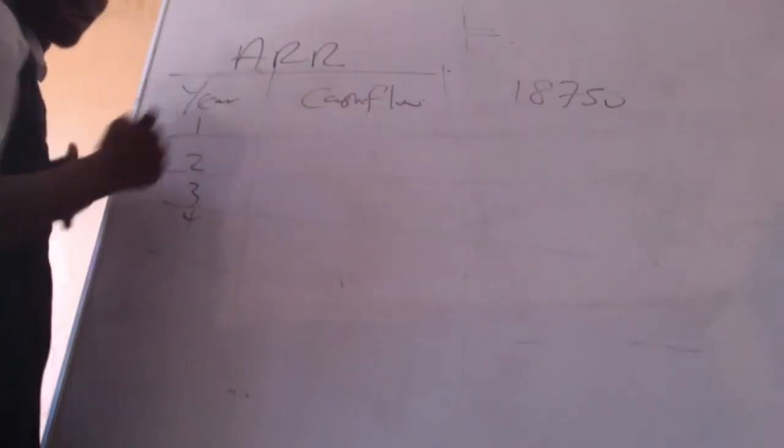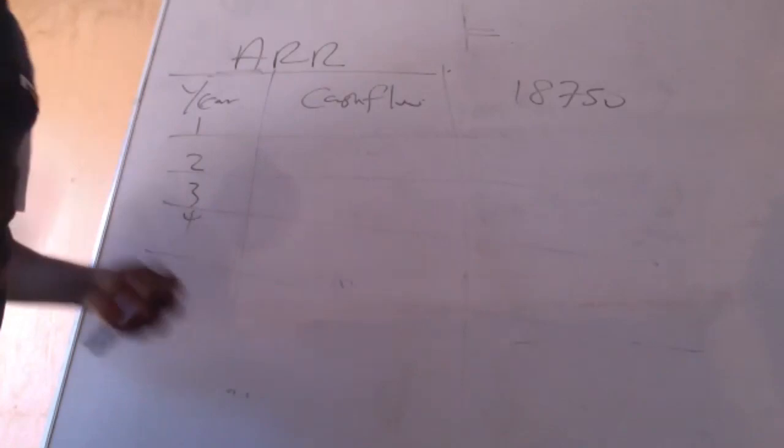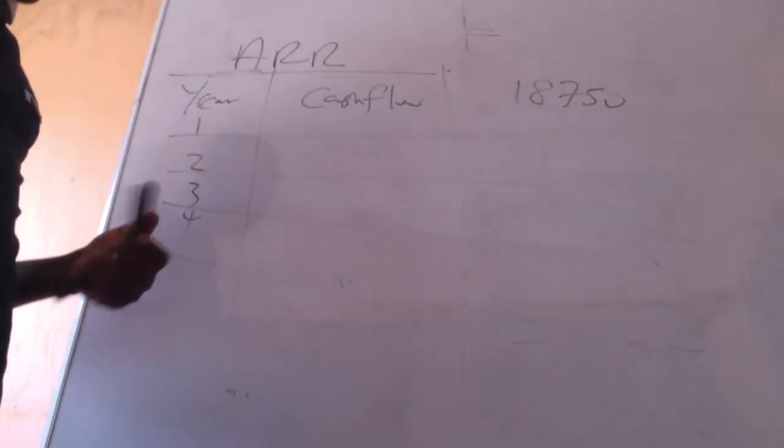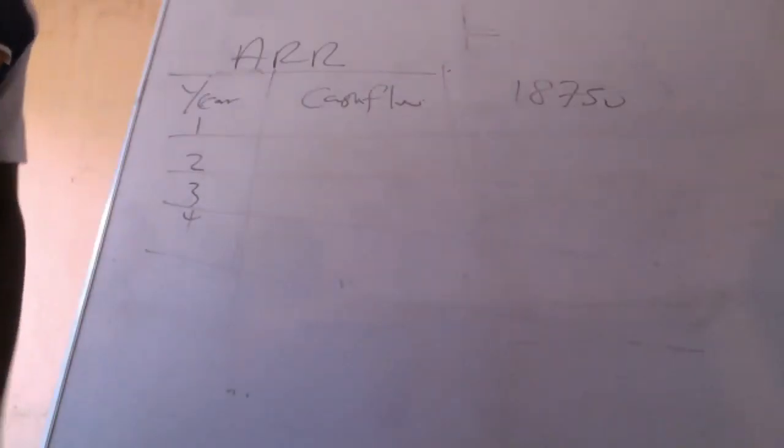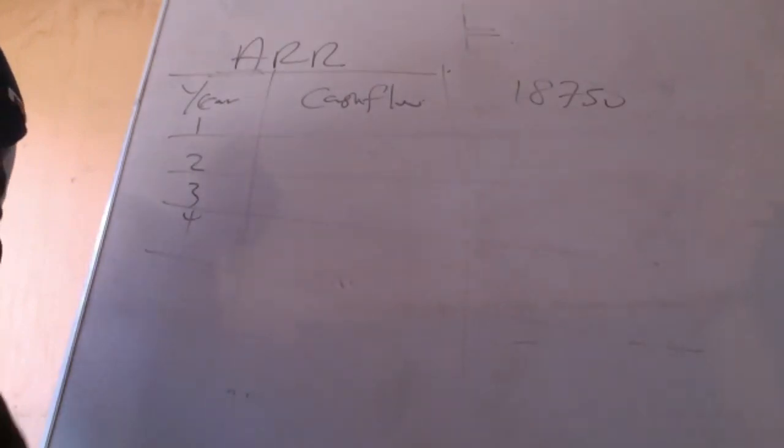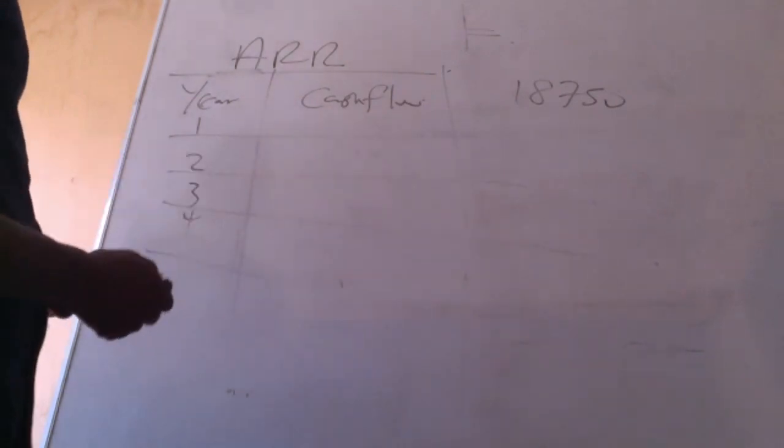If you want to get a profit for year 1, you can subtract from year 1 the 18,750, because this one is accounting. Accounting rate of return is the normal way of doing accounting. That one, debit and credit, we base on the accrual concept. You record transactions when you incur them.